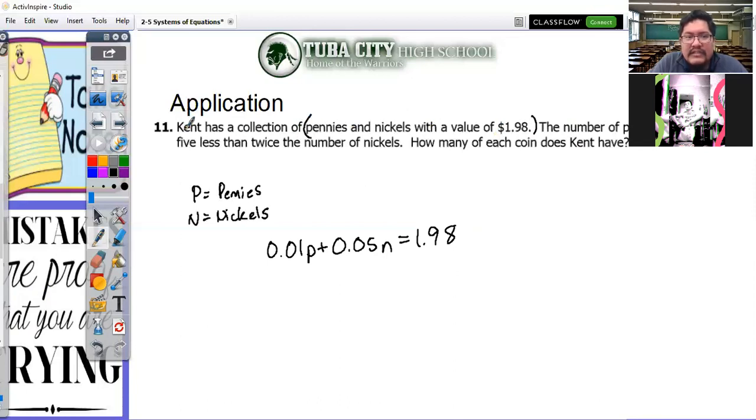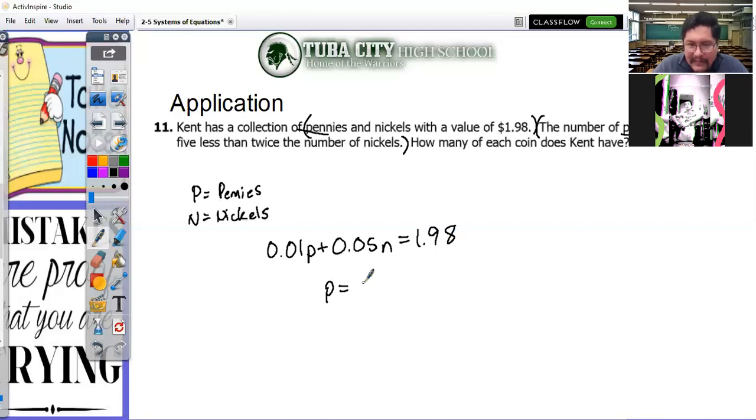So remember, Kent has a collection of pennies and nickels. And in this case, pennies and nickels with a value of 198 is also one of the clue statements. The number of pennies he has is 5 less than twice the number of nickels. So number of pennies, okay, so let's see. Pennies means equal, so pennies is 5 less.